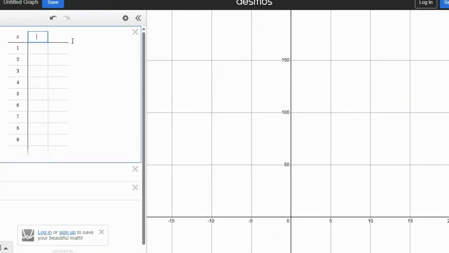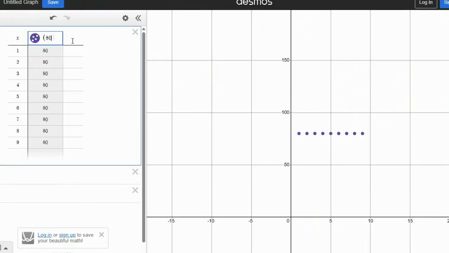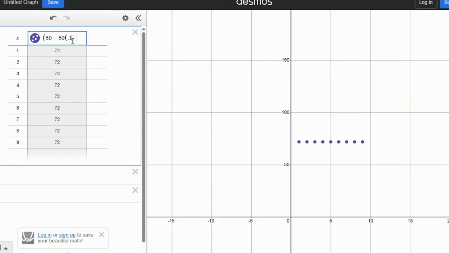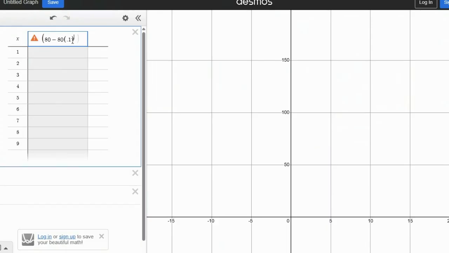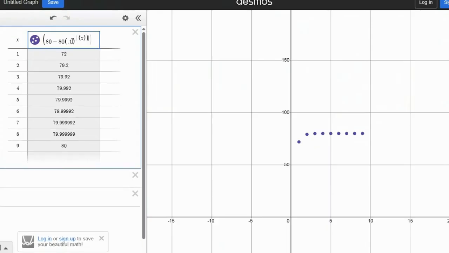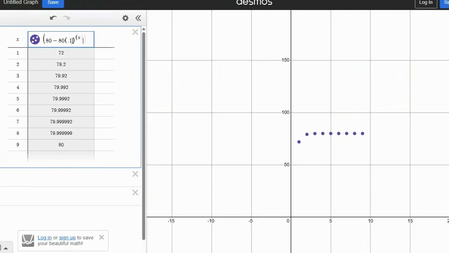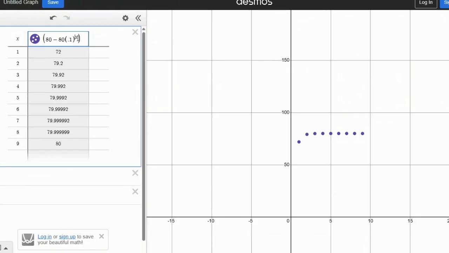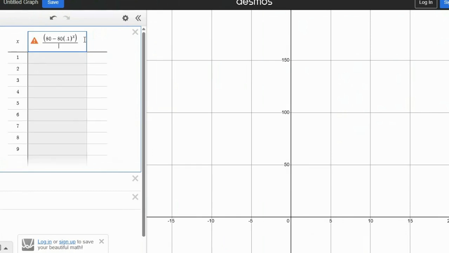So this is what we need to put in over here on this side. That is parentheses 80 minus 80 times 0.1 raised to the x power. Like that. I guess I need parentheses for the x. Okay, 80 minus 80 times 0.1 to the x. That looks right. All divided by 0.9.